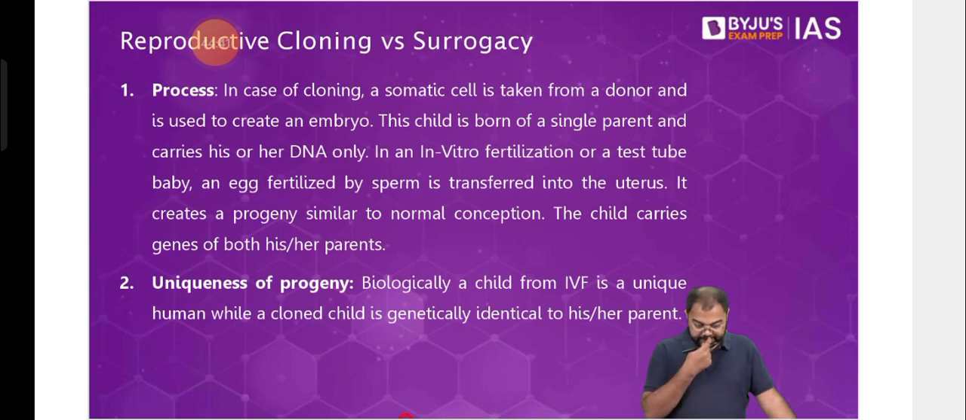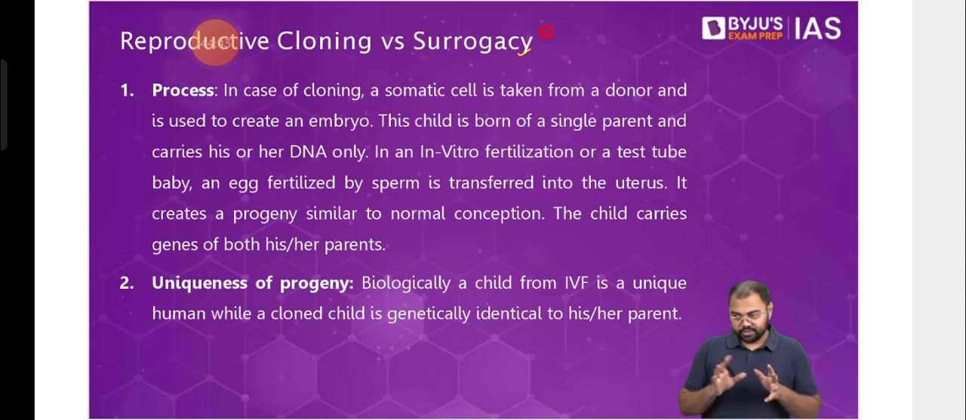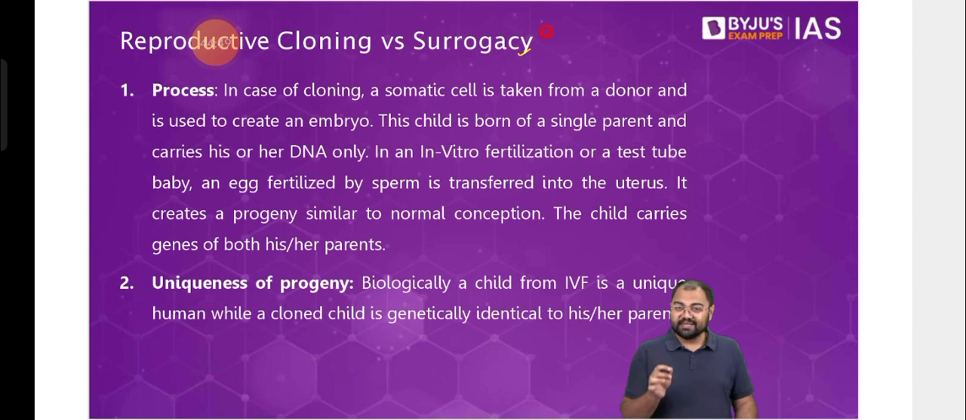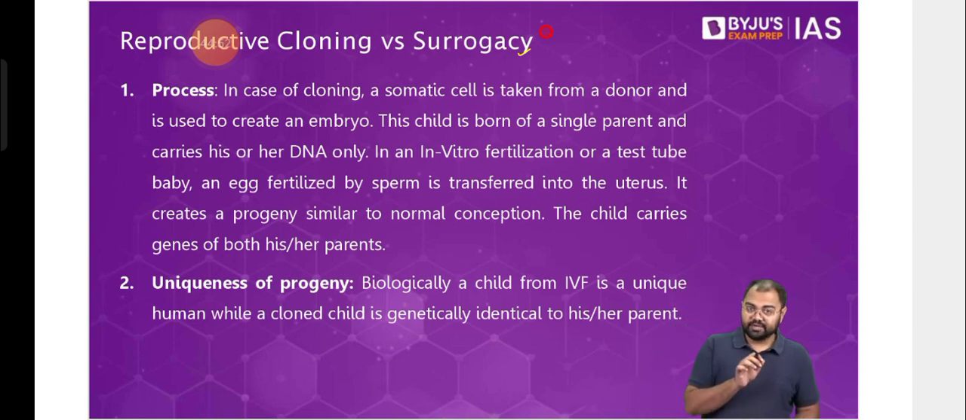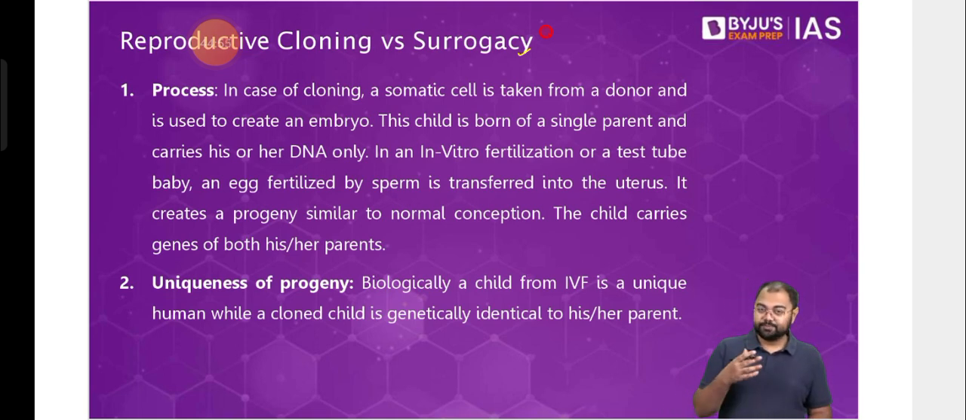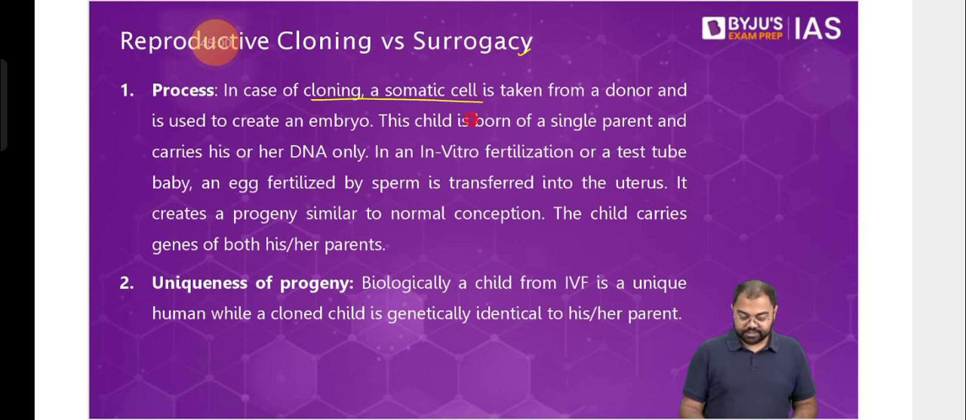Now, one more thing that we should understand is the difference between cloning and surrogacy. Because whatever process we have just defined is nothing comparable to surrogacy. In surrogacy, the process is still close to sexual reproduction, because the fertilization will still happen between a male and a female cell, and then the embryonic development will happen. So in cloning a somatic cell is taken, whereas in surrogacy or in vitro fertilization the process is similar to the normal process of birth.